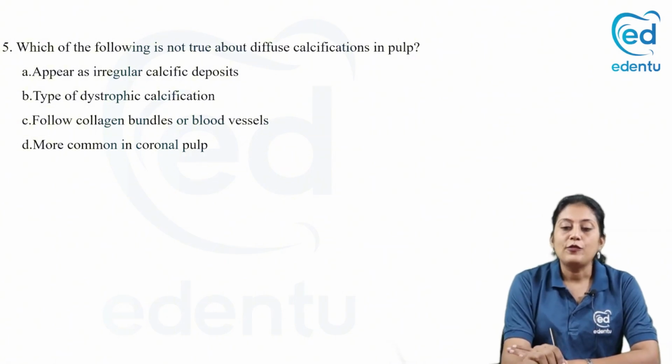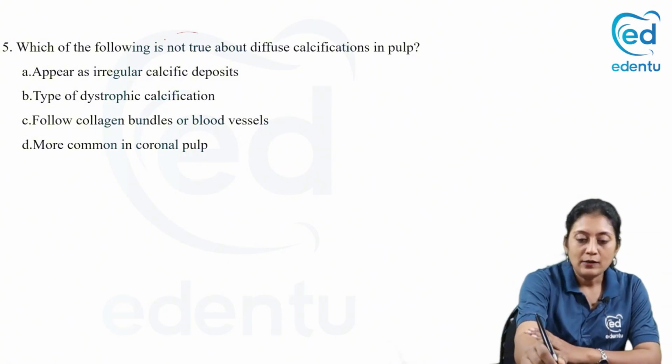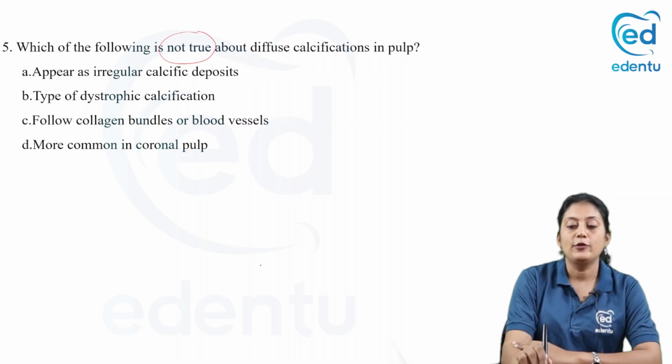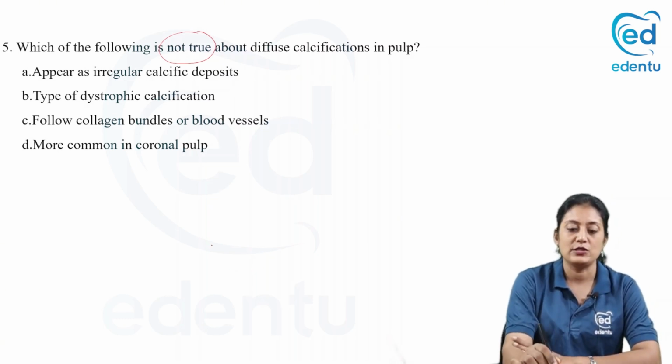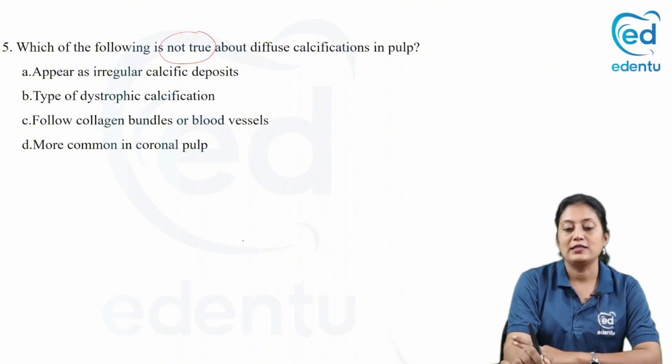Fifth question, which of the following is not true? Again, please note it down: not true about diffuse calcification in the pulp. They are irregular calcific deposits. It is a type of dystrophic calcification. It follows the blood vessels or collagen bundles. It is common in coronal pulp.